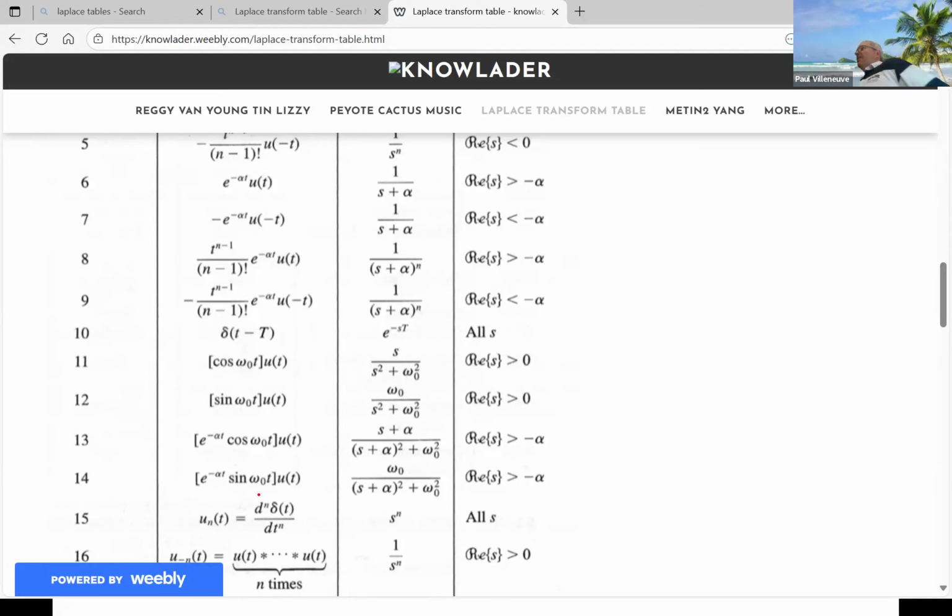One is before time t equals 0 and one is after time t equals 0. And since we're using unilateral, we're always going to start at time t equals 0. Okay. Is that helpful? Not helpful?